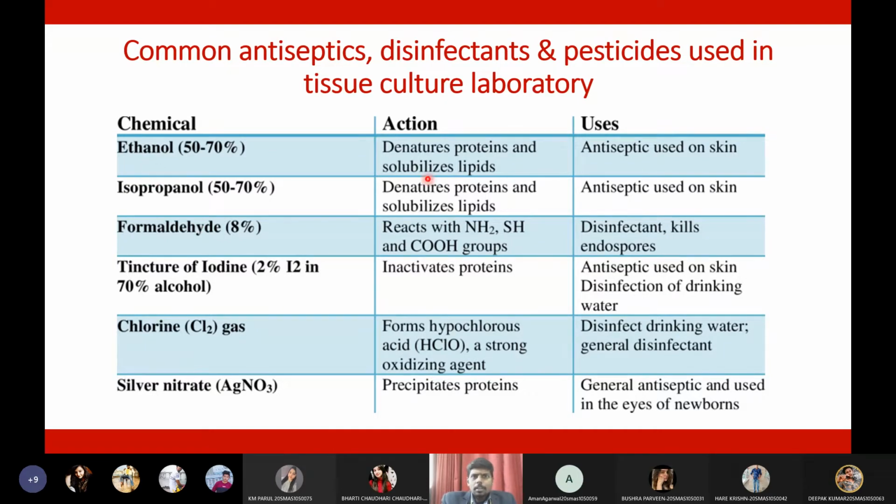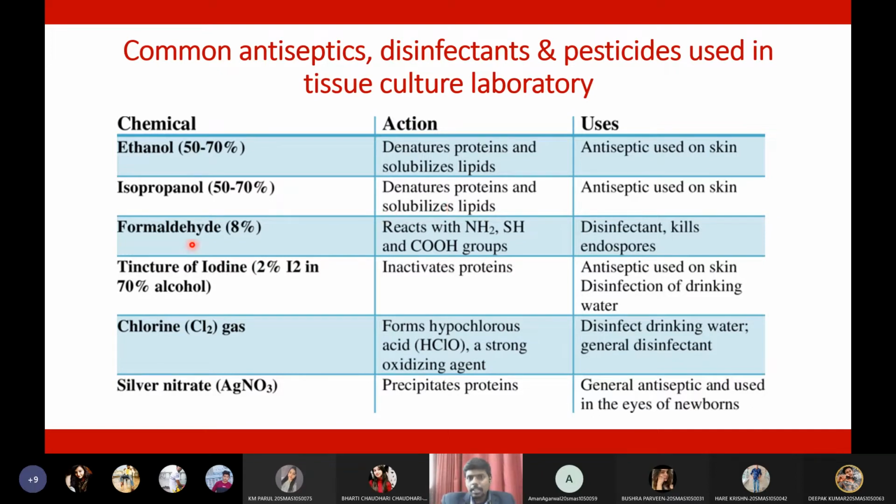For example, ethanol. Its action is it denatures the proteins and solubilizes the lipids. So it can be used on skin tissues. So skin tissues can be disinfected, or ethanol is antiseptic, so you can use it for skin tissues. Skin tissues can also be preserved by using isopropanol. So the idea is the same. They will denature the proteins, so lipids will become solubilized. So due to protein denaturation, no microorganism can utilize the tissue.